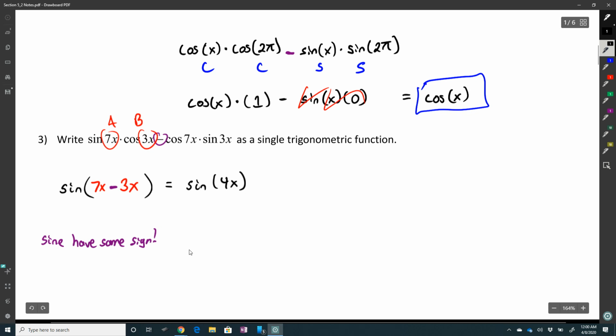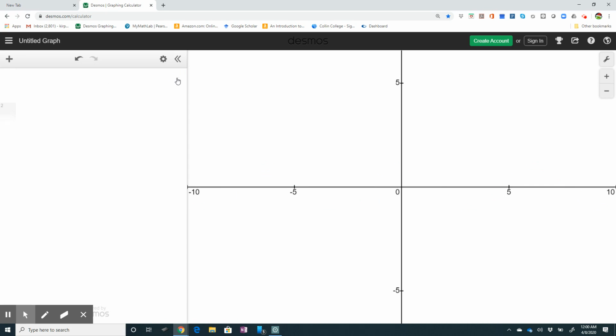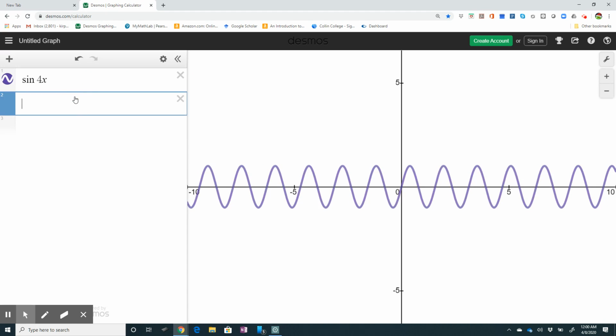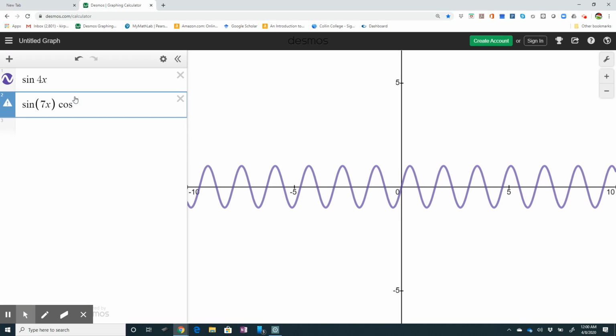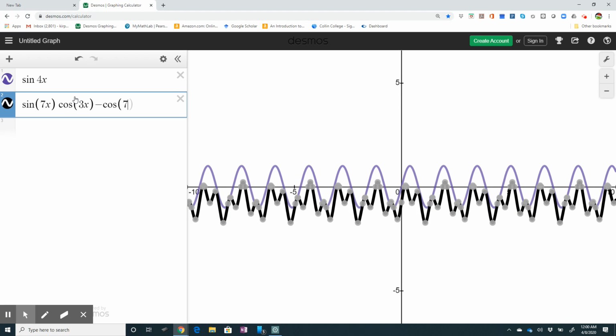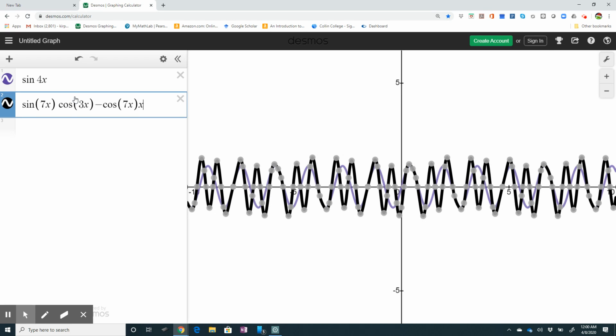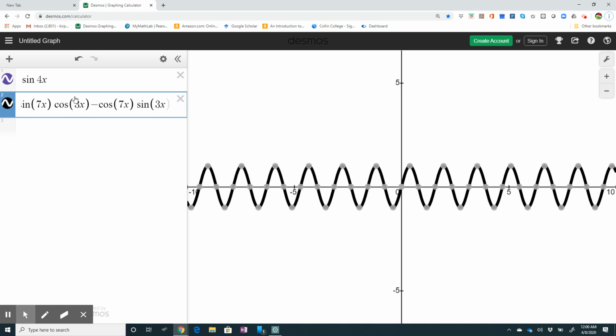Yay! And so again, I can show you on Desmos. So I have sine of 4x. Okay. And then it was sine of 7x cosine of 3x minus cosine of 7x sine of 3x. Oh, that looked cool. Woo. Here you go. You have the exact same function.